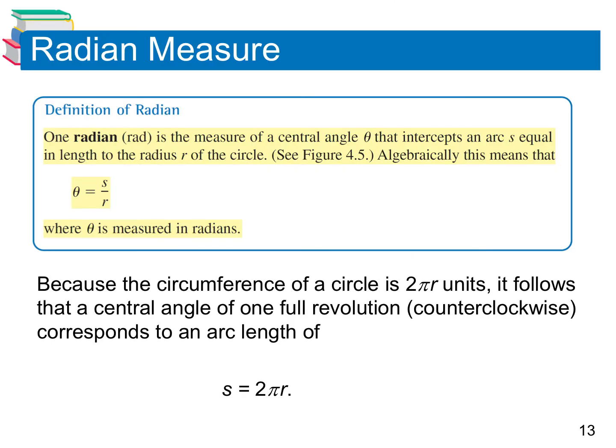One radian is the measure of a central angle theta that intercepts an arc s equal in length to the radius r of the circle. Algebraically, this means that theta is equal to s over r. This is one of our formulas for 4.1. Theta is going to be our angle. Your angle theta has to be in radians. So whenever we use this formula, theta has to be in radians.